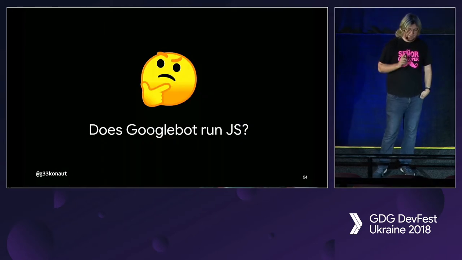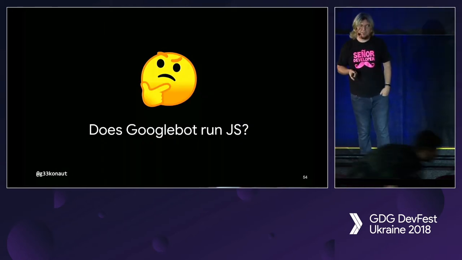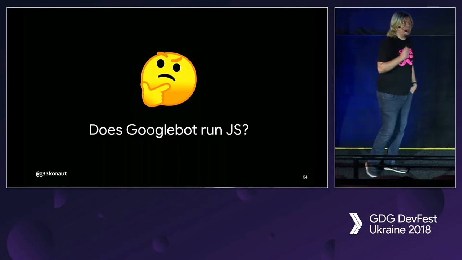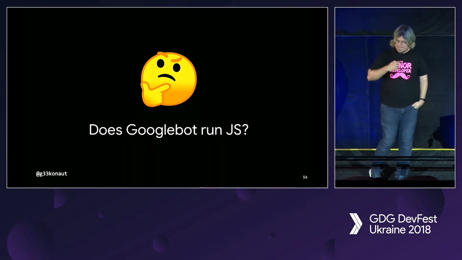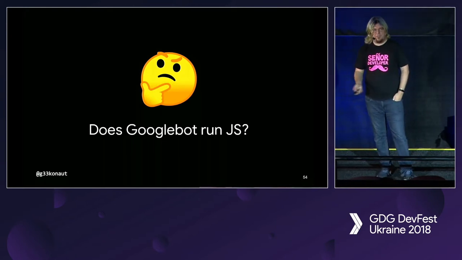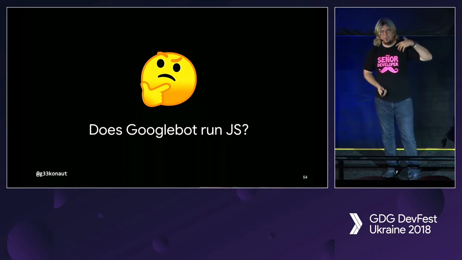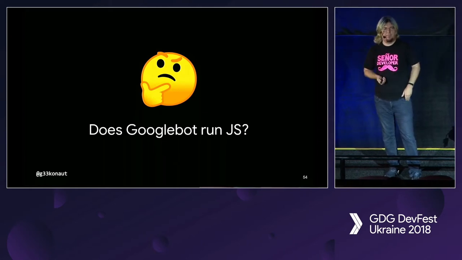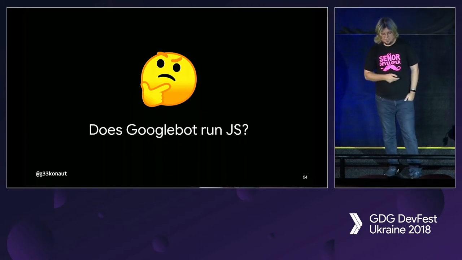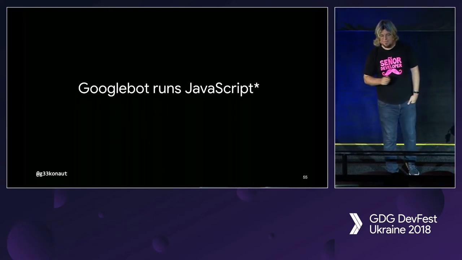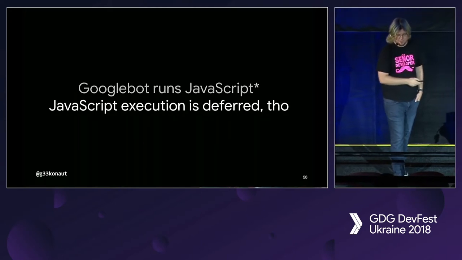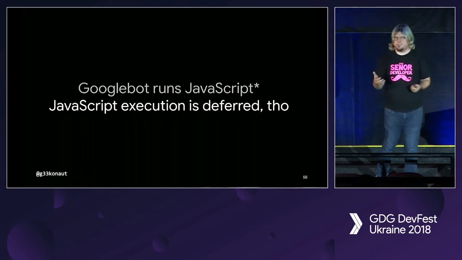However, there's this question that keeps popping up. Okay, so it's crawling. But I remember when I wrote a crawler with Python or Ruby or Perl, yes, I'm old, I couldn't run JavaScript. I just got some HTML source code back, and I had to deal with that. But does Google run JavaScript when crawling my pages? And the answer to that is generally yes. But for interesting reasons, we can only do so in a deferred way. Now, what does that mean?